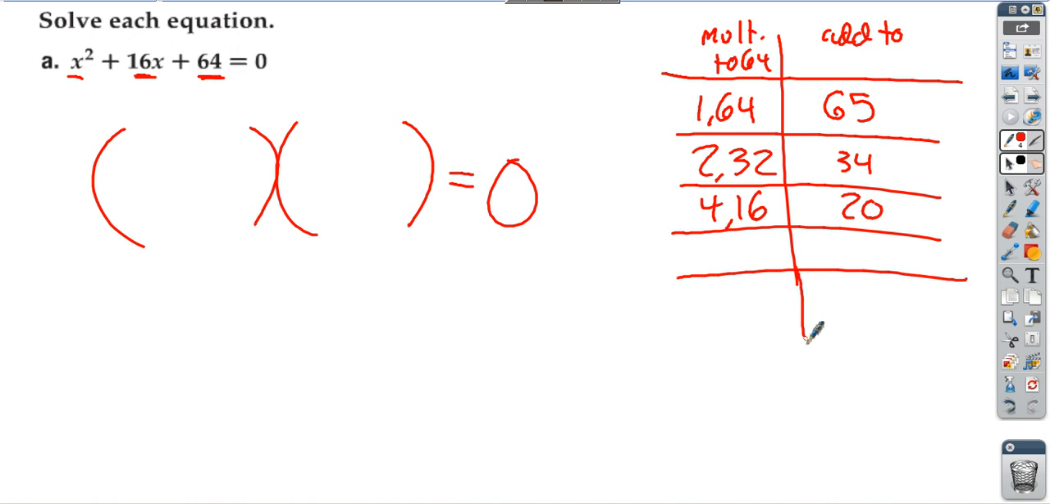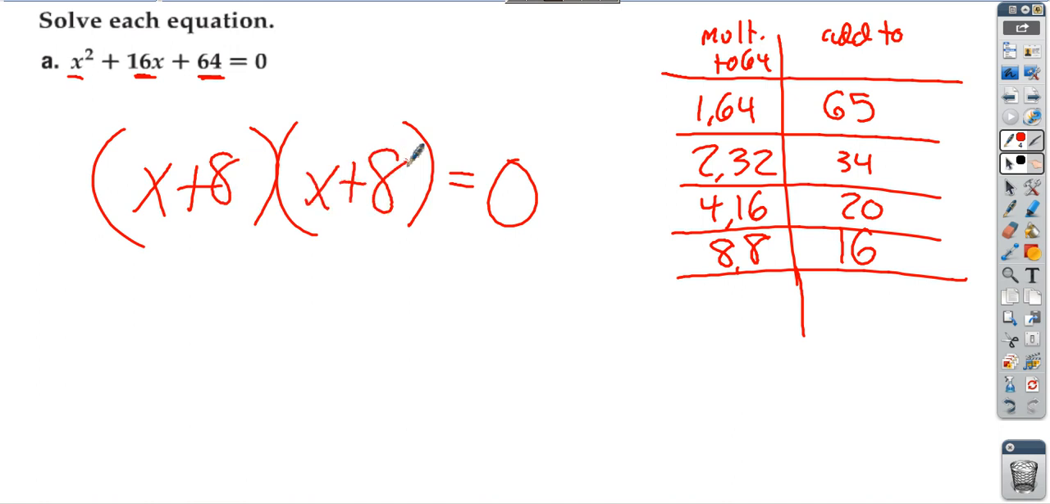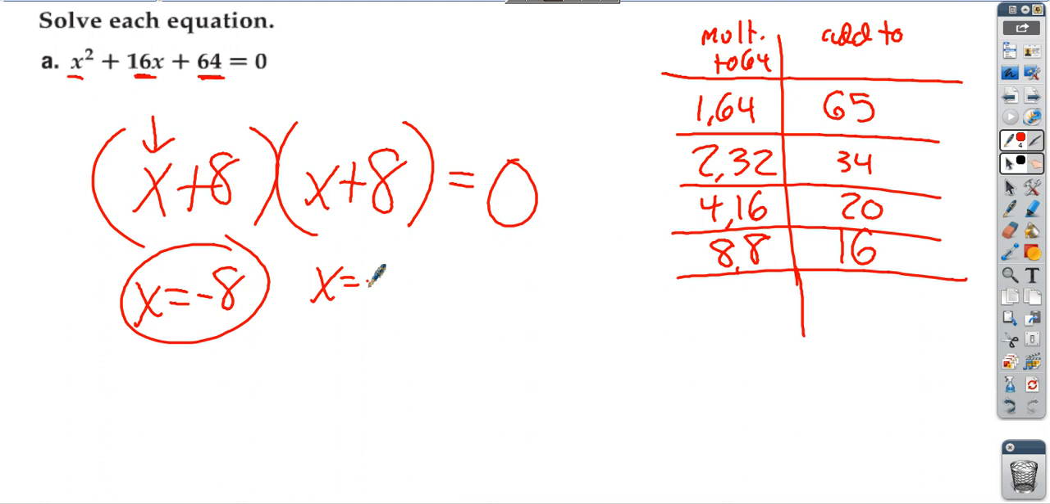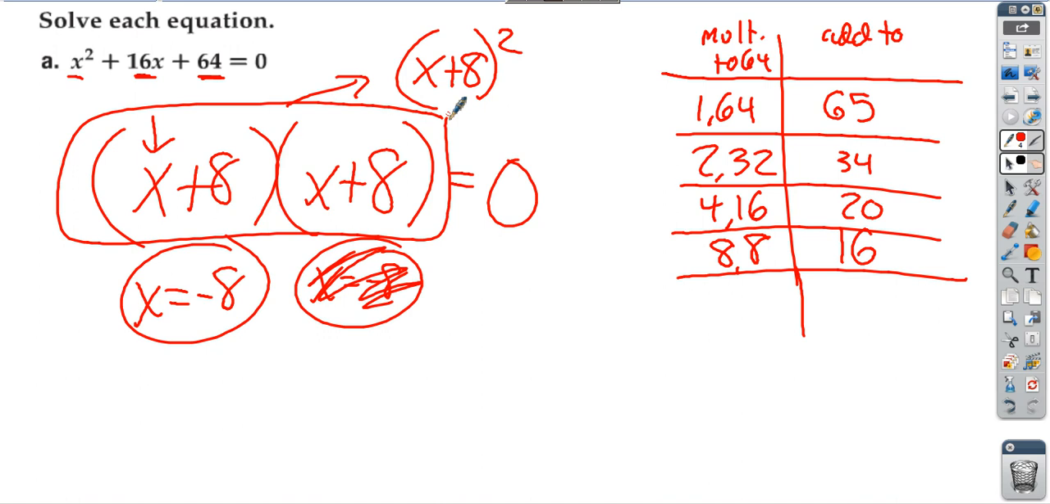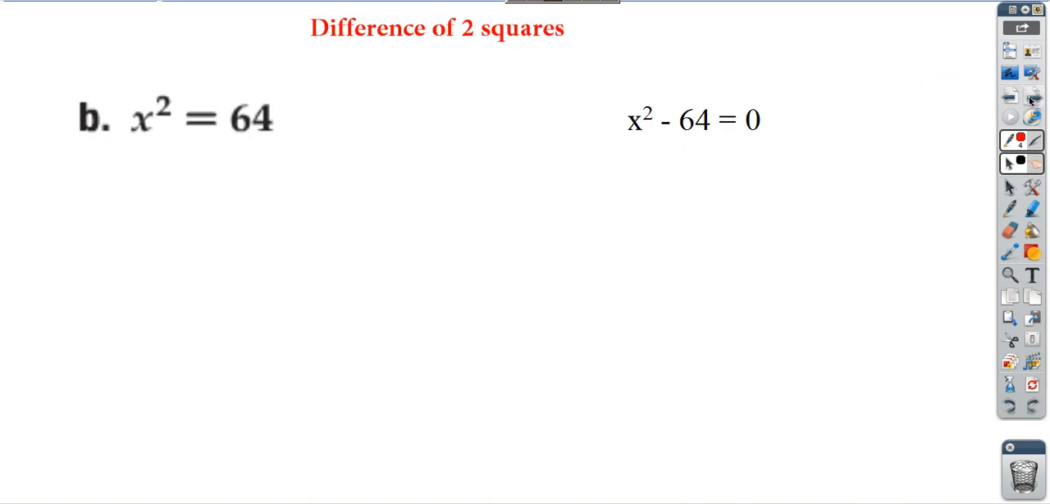5 doesn't go into 64, neither does 6 or 7, but 8 does. 8 times 8 is 64. When we add 8 and 8, we do get 16. So that original problem factors to this, and this negative 8 is going to make that whole parentheses equal 0. So really you just have one solution, negative 8. A little bit faster way to write this is x plus 8, and that whole thing is being squared. That's what this means right here. So that is factoring a trinomial.